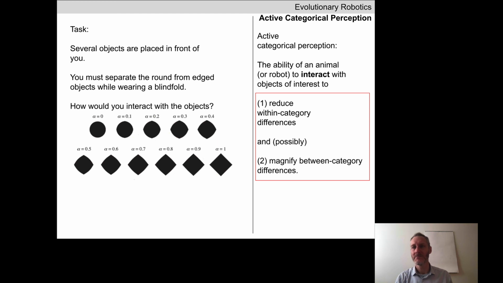Where is the line? How would we know where the line is? It seems that there probably is a line somewhere. There are two categories here, rollable and not rollable. It's a bit of a trick question. You can't really determine where the line is because there's some additional information I haven't given you.